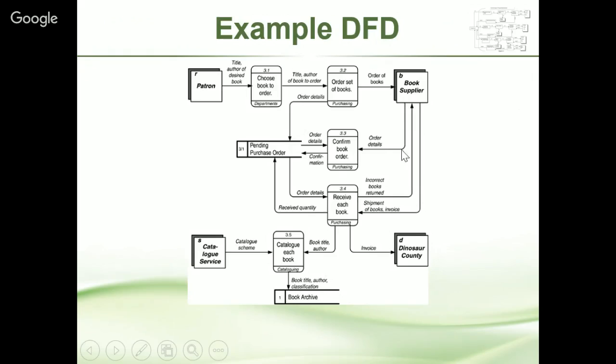Now the book supplier is going to send back the confirmation, right? So purchasing, when they get this, it's going to have come in snail mail. They're going to get the order details. They're going to pull out the file folder, look at that purchase order, and make sure that they're the same. And then they're going to mark it: yes, it was confirmed by the book supplier.